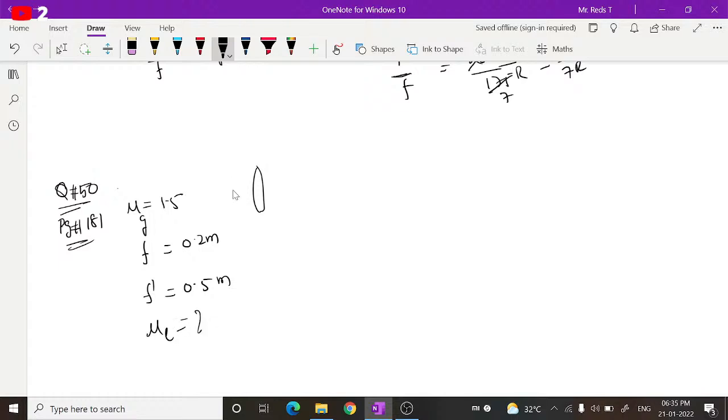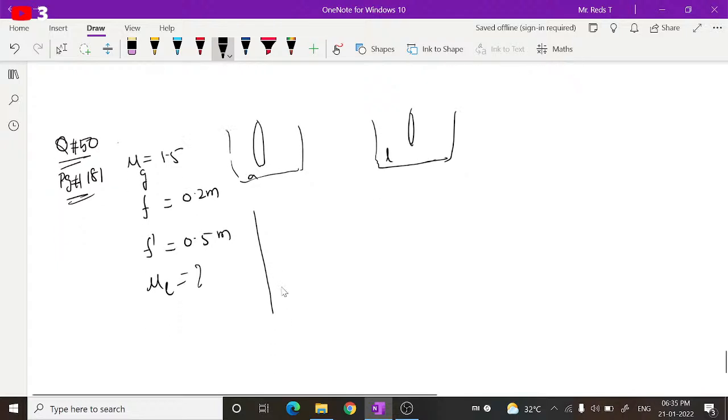when it is in air, the focal length is this. When it is in a liquid, then the focal length becomes this. Provided that, what should be the refractive index of the liquid is the question. Same, you have to apply Lensmaker's formula.